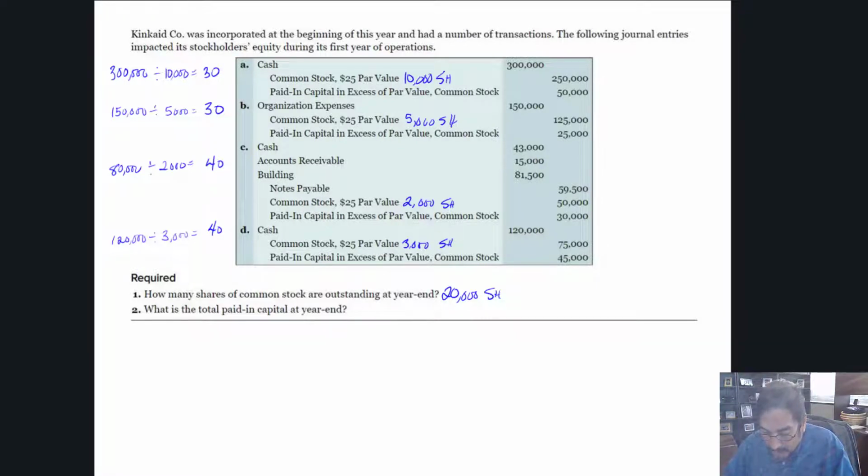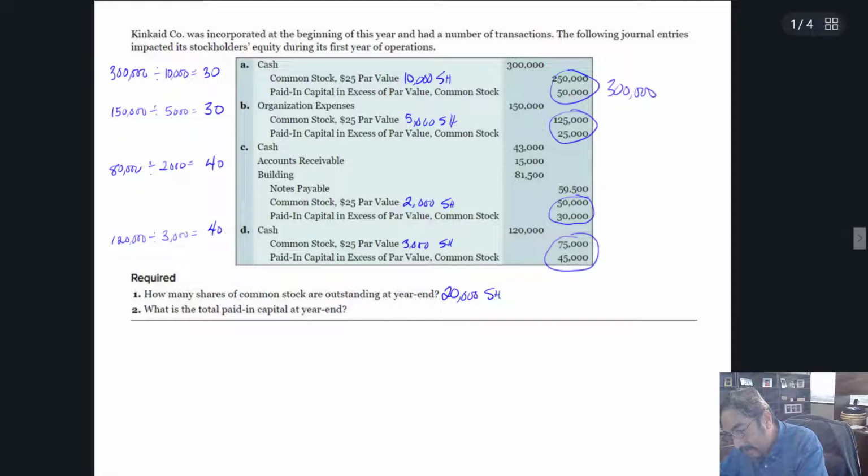Back to the problem. What's the total paid in capital? Paid in capital is the sum of the common stock and the additional paid in capital. Or here in this textbook, they call it paid in capital in excess. So it's just these amounts every time we issue the stock. So it's that 300, and that's 150, and that's 80, and this is 120. So you add all that stuff together, and I can see the answer.